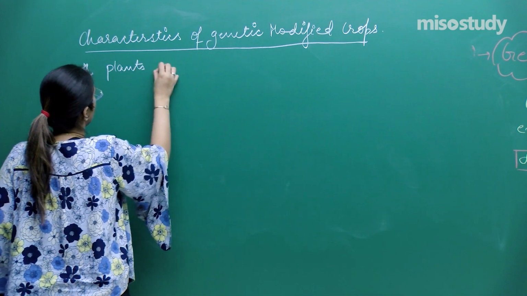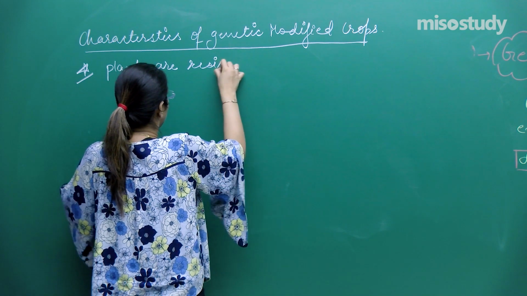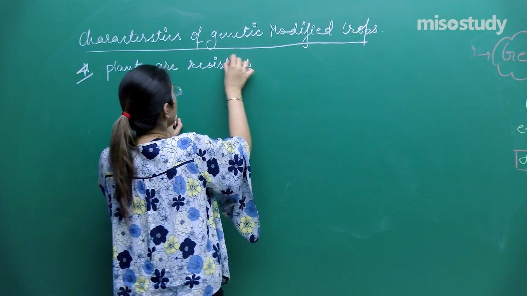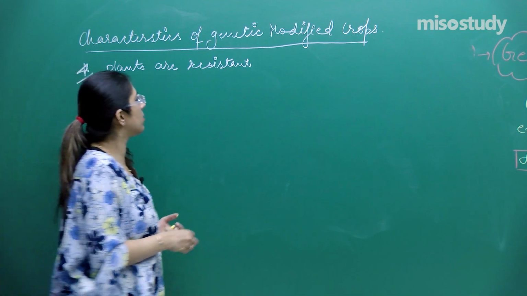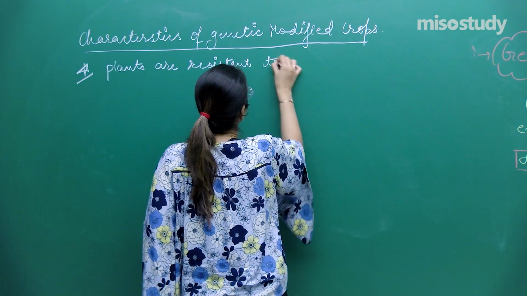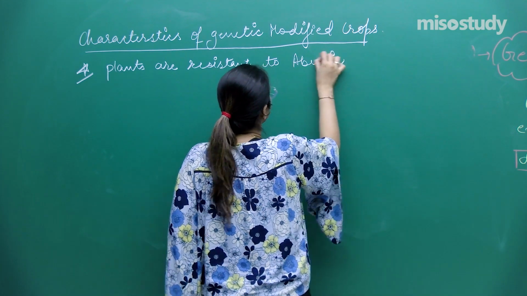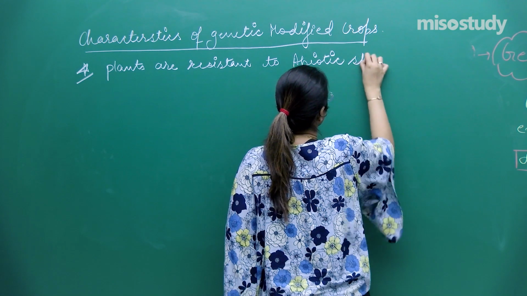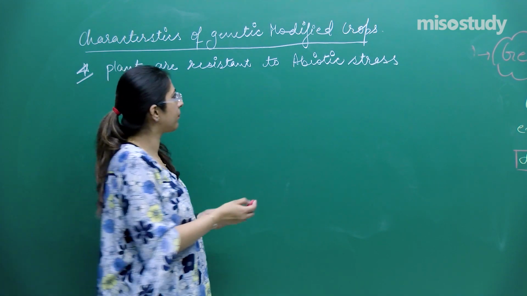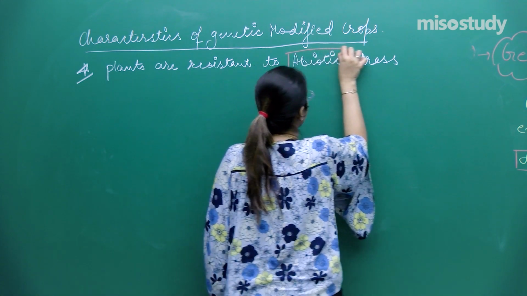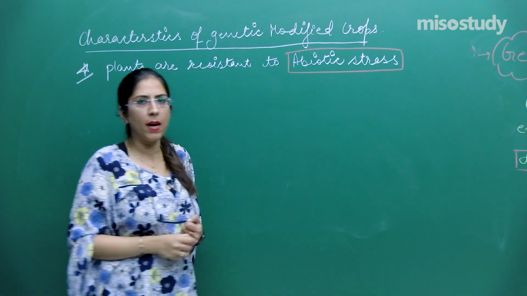Plants are resistant, or they should be resistant. We have made resistant crops as well. Plants are resistant to abiotic stress, right? As the name indicates, abiotic means non-living, right? Let's talk about abiotic stress.